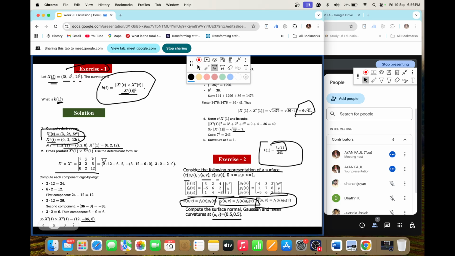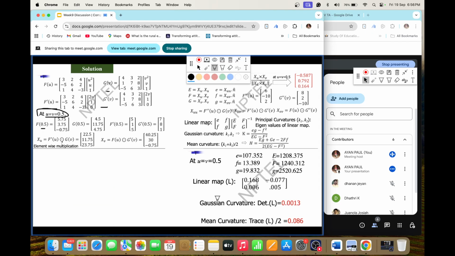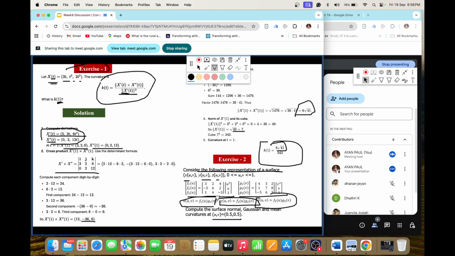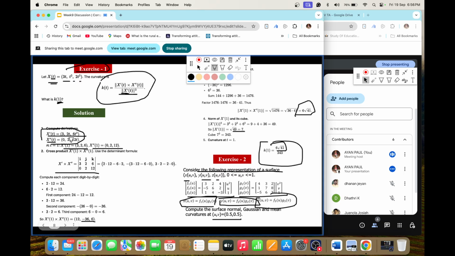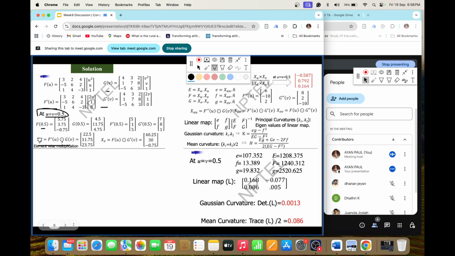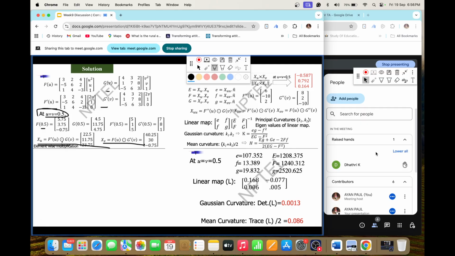Now what is our x u? Small x u is given by f(u) into g(v). And capital X u is given by f dash u into g(v). That is how your X u is. Capital X v is given by f(u) into g dash v. So that is how you calculate this X u and X v.